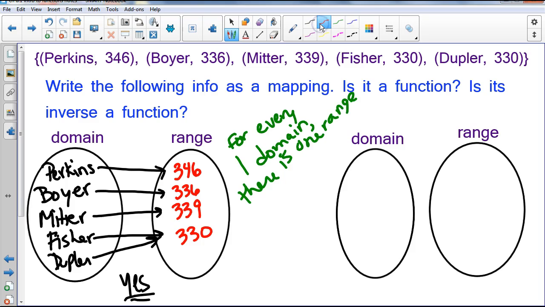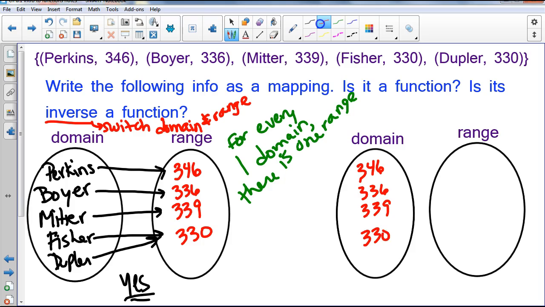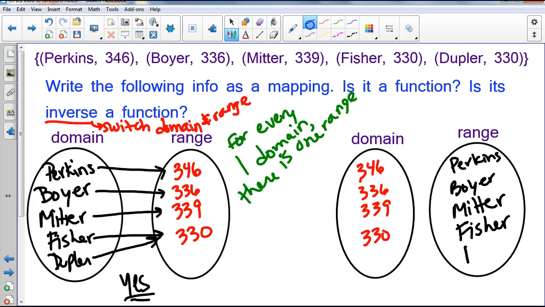So now we're going to talk about inverse. Inverse is where you switch the x and y. Switch the domain and range. So the definition of inverse is switch domain and range. So the range now becomes the domain, so that would be our room numbers: 346, 336, 339, and 330. And then our range are now the people: Perkins, Boyer, Mitter, Fisher, and Dupler.